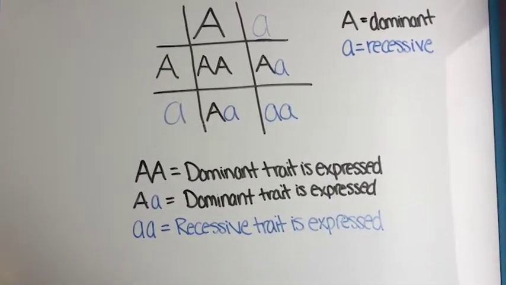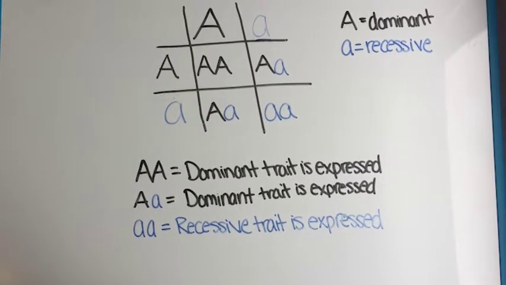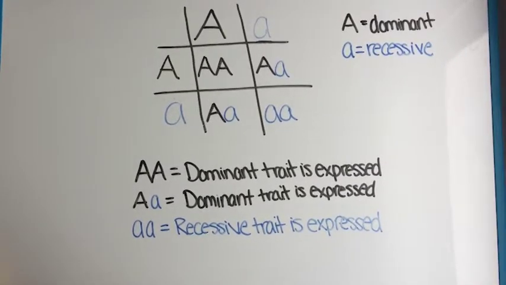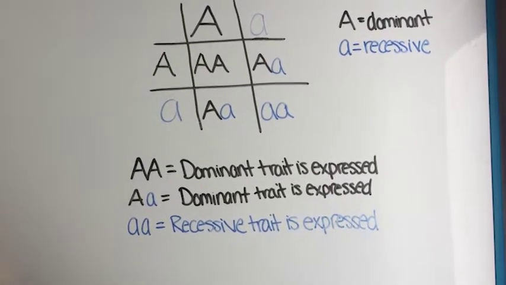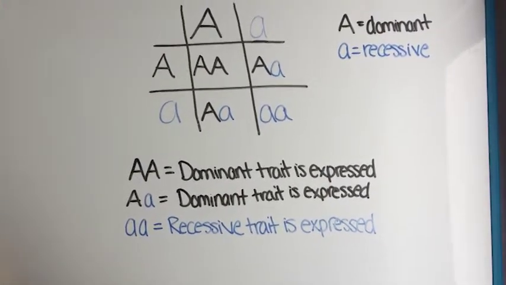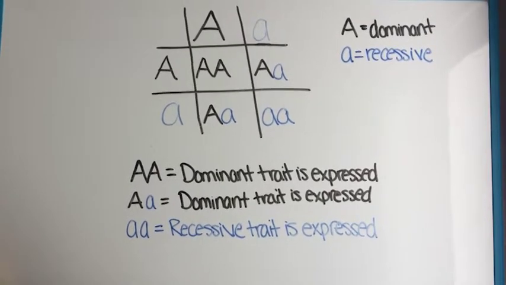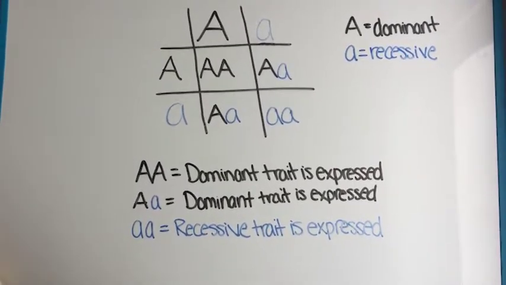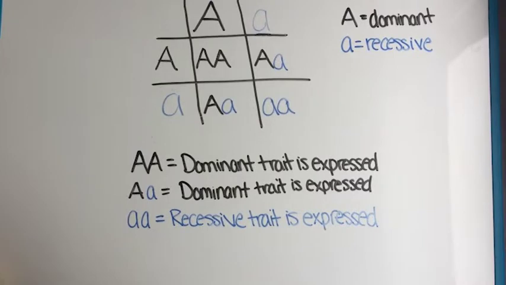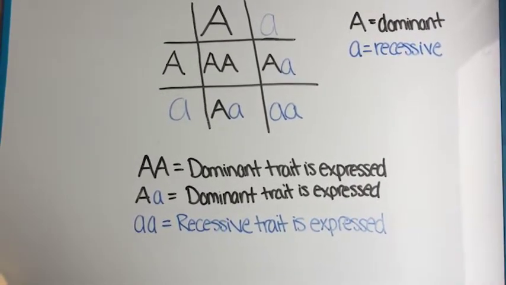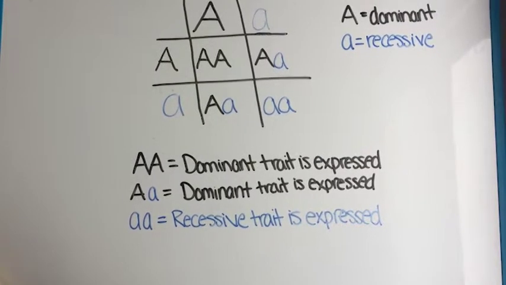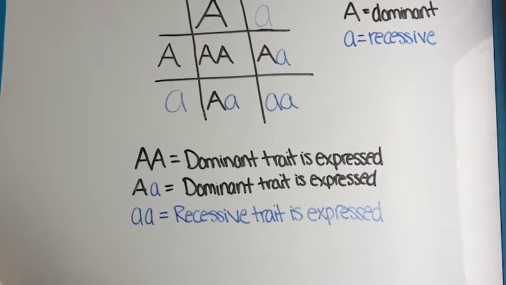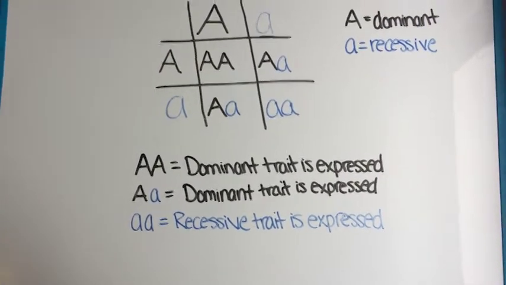If someone receives 2 dominant alleles, the dominant trait will be expressed. If an individual receives 1 dominant and 1 recessive allele, the dominant trait will be expressed. Finally, if an individual receives 2 recessive alleles, the recessive trait will be expressed. A trait that is commonly found within a population does not necessarily depend on whether or not it is dominant or recessive, but rather how frequently the allele is found within a population.